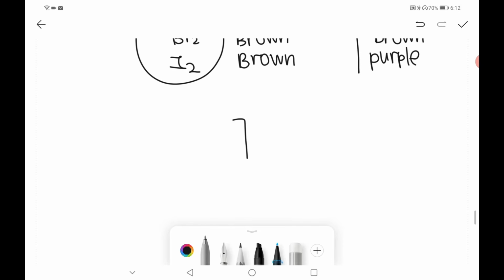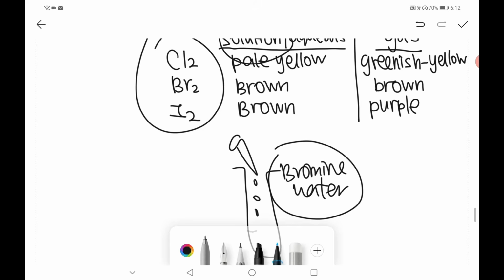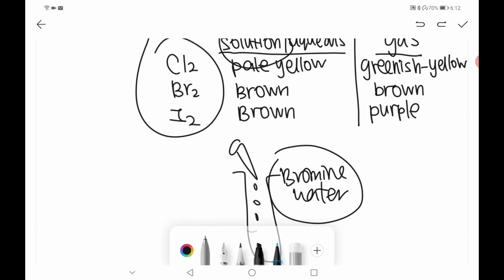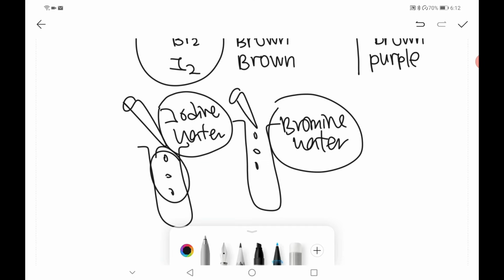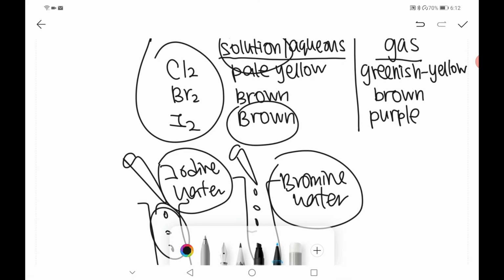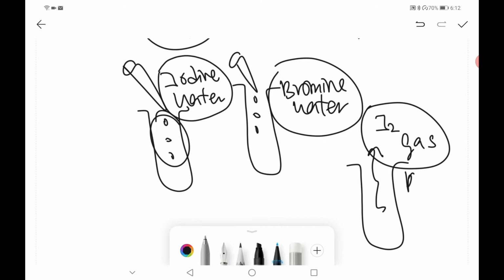If we add in bromine water, the bromine is in liquid form, so it's brown. Let's say we have iodine water. If we add in iodine water, the iodine is in liquid form, and in liquid form iodine is brown. But if we have a gas like this, this is iodine gas, and iodine gas is purple.